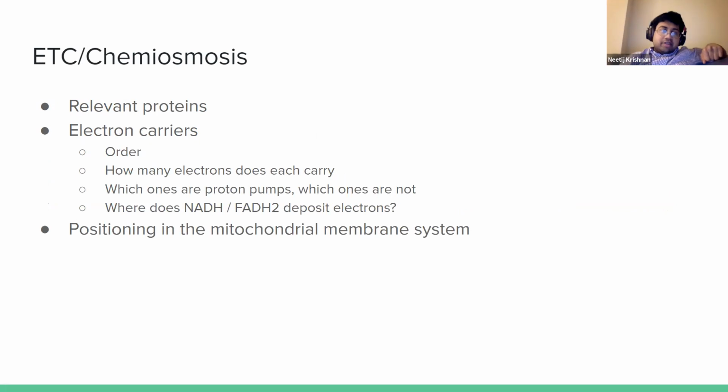The electron transport chain, you should know what the relevant proteins are. You should know the electron carriers in order. You should know both their regular names like ubiquinone or cytochrome C and their complex number, so 1, 2, 3, or 4. How many electrons does each one carry? Which ones are proton pumps? Which ones aren't? And where NADH deposits electrons versus FADH2, why that difference is important, and where they're positioned in the mitochondrial membrane system, because there's a double membrane and the electron carriers are positioned in a certain way.